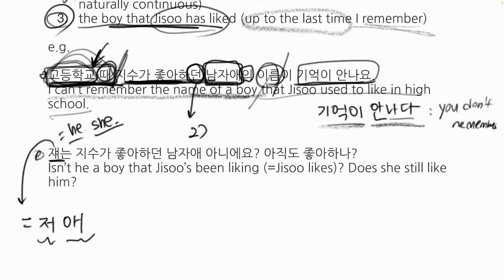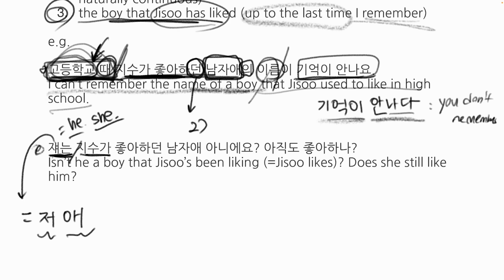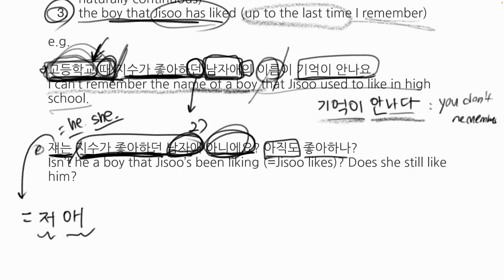Pointing to someone, that person. So 쟤는 he, 지수가 좋아하던 남자애 아니에요? Isn't he the boy that 지수 liked? 지수가 좋아하던 남자애? 아직도 좋아하나? 아직도 means still.